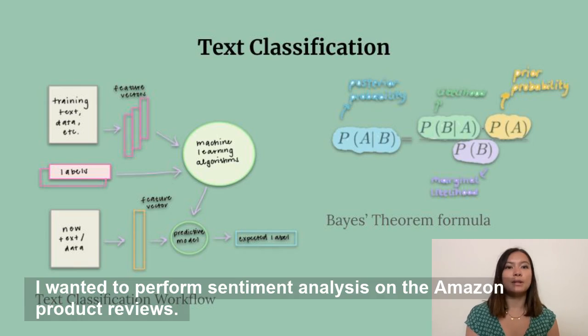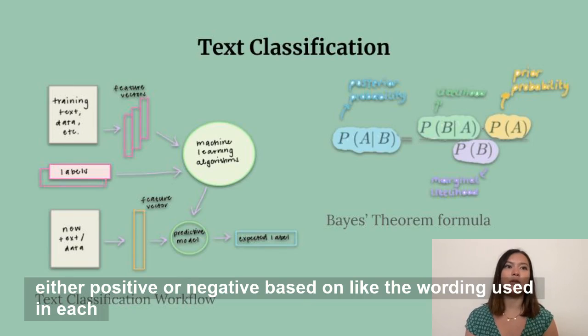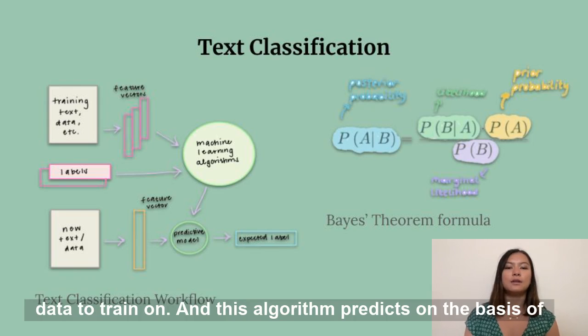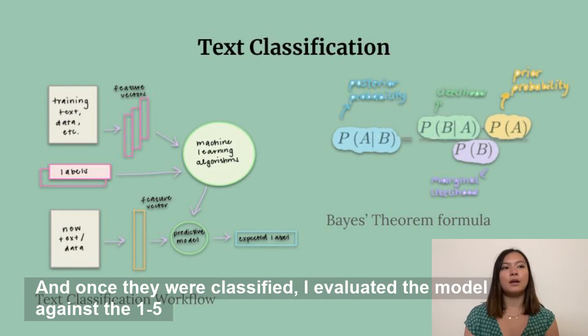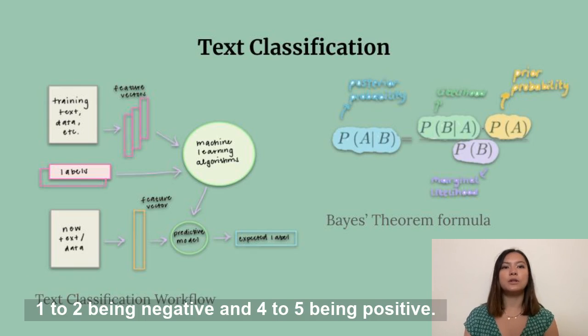Next, I wanted to perform sentiment analysis on the Amazon product reviews. This means that I wanted to create a model to classify each review as either positive or negative based on the wording used in each review. And I chose to use a naive Bayes classifier since it needs less data to train on, and this algorithm predicts on the basis of probability using the Bayes theorem. And once they were classified, I evaluated the model against the 1 to 5 star rating associated with it, 1 to 2 being negative and 4 to 5 being positive.